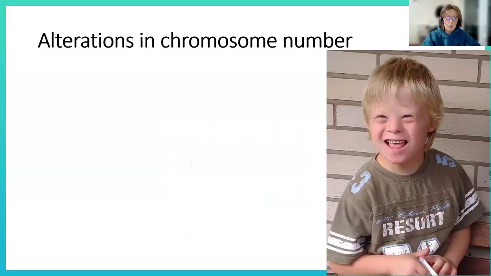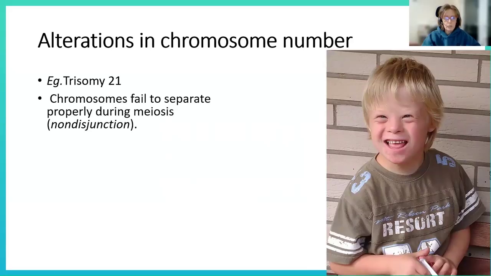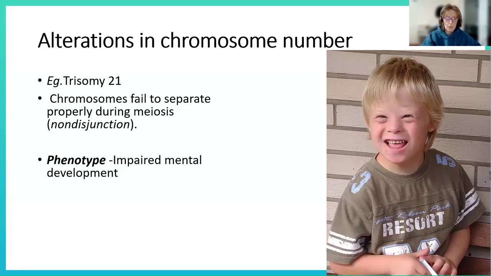Alterations in chromosome number again. This is another case of non-disjunction of the chromosomes. This time it's chromosome number 21. So this is also called trisomy 21 or Down syndrome. It's commonly referred to, so you're probably familiar with Down syndrome. You probably even know somebody with it. It's fairly common. So what happens is the chromosomes, again, fail to separate properly during meiosis, so formation of the egg and the sperm, non-disjunction of chromosome 21.